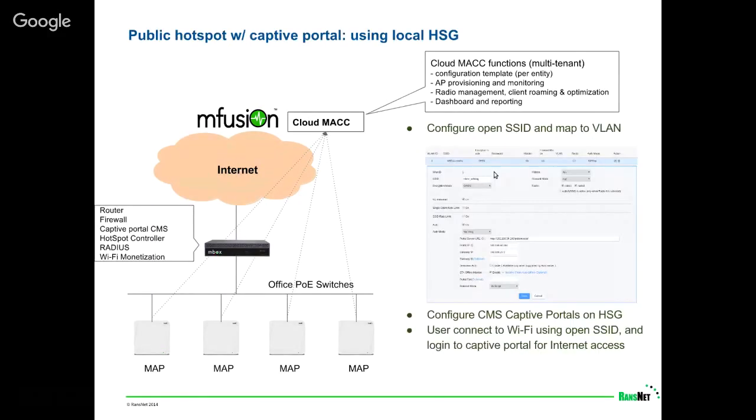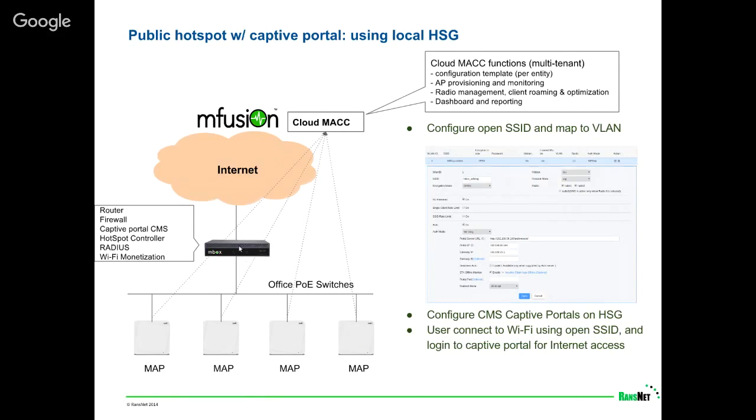For public hotspots deployment with captive portal, there are two ways of serving captive portal. One is to use local HSG. You place a local HSG, which will act as a router, firewall, captive portal server with CMS, and hotspot controller, which does all the bandwidth control and time and session control. And it's also local reader server and monetizations gateway. So the HSG will basically take care of everything, and only the AP will be managed by the cloud controller.